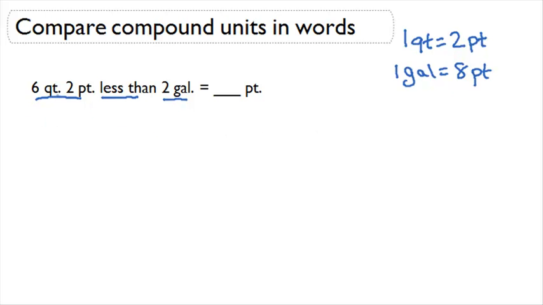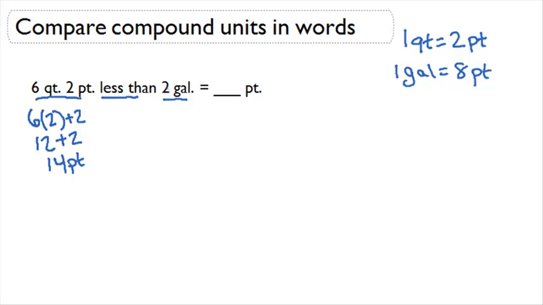Now let's make some conversions. Here we have 6 quarts and 2 pints. This is the same thing as saying 6 times the 2 pints in each of the quarts plus the 2 pints that we already had. Now 6 times 2 is 12 plus 2 is 14 pints. So we have 14 pints less than 2 gallons.